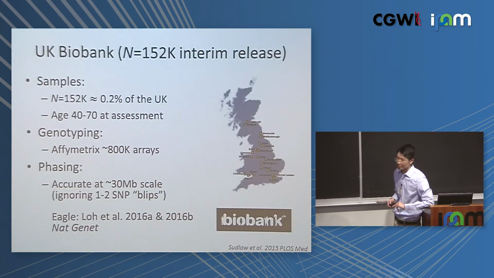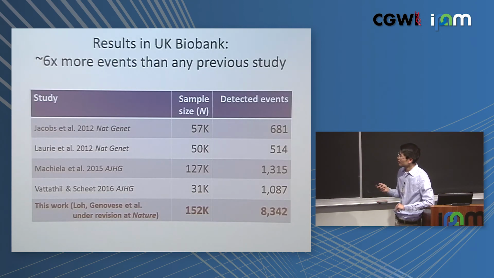I want to tell you in one slide about what we actually found. We analyzed the UK Biobank data set. At this time, we had the interim release, which was 150,000 samples. We were able to phase it at an accuracy of around 30 megabases between phase switches. We ran the analysis and wound up with 8,342 events, which is about an order of magnitude more than previous papers.